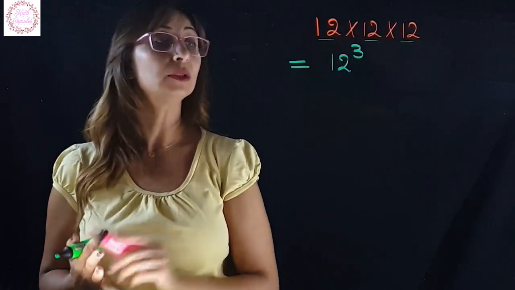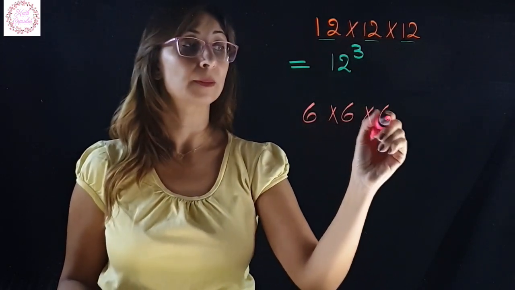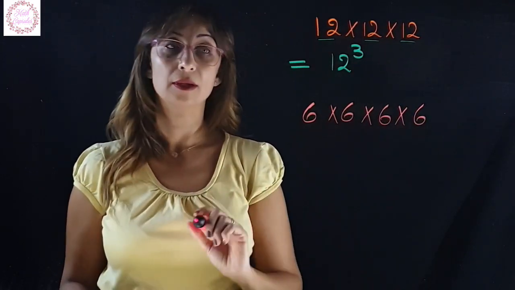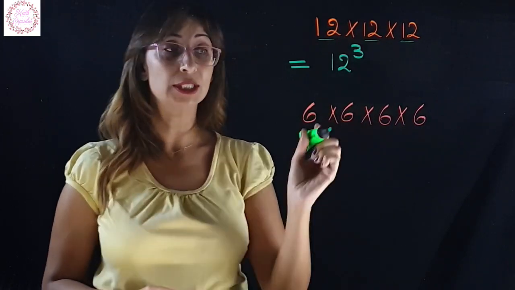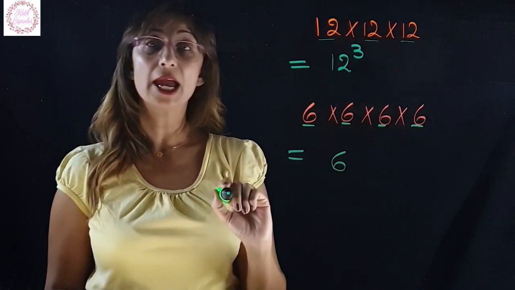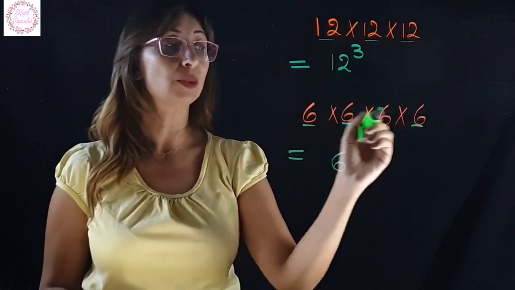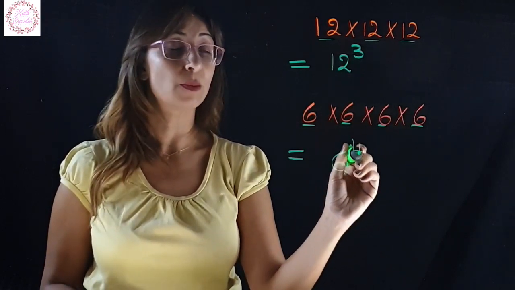Another example, 6 times 6 times 6 times 6. So what is the number that is repeated? 6. So this is the base. And how many times is it repeated? It's repeated or multiplied by itself 4 times. So this is the power.